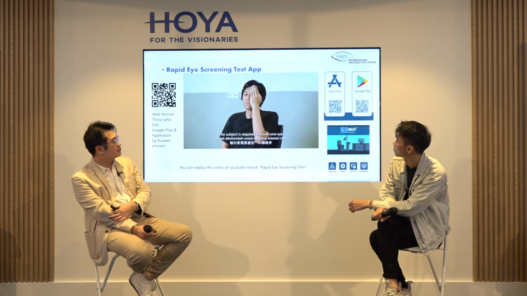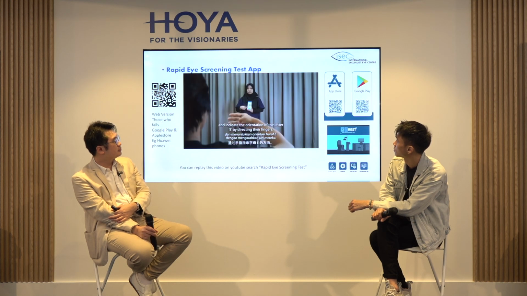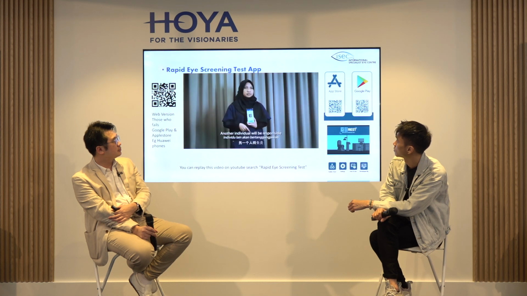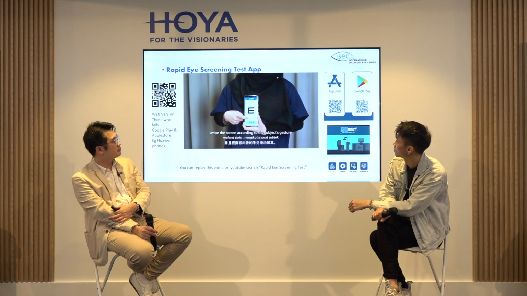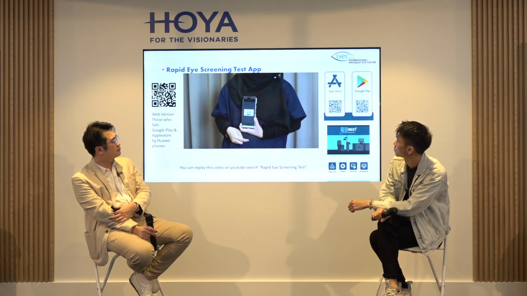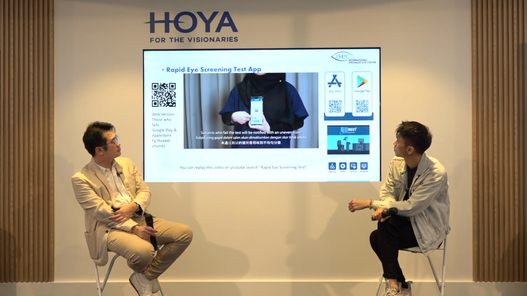The subject is required to cover one eye and indicate the orientation of the letter E by directing their fingers. Another individual will be responsible for holding the phone and swiping the screen according to the subject's gesture. Subjects who succeed the test will be notified with a perfect 6-6 score and a positive sound. Subjects who fail the test will be notified with an uneven score and a negative sound.